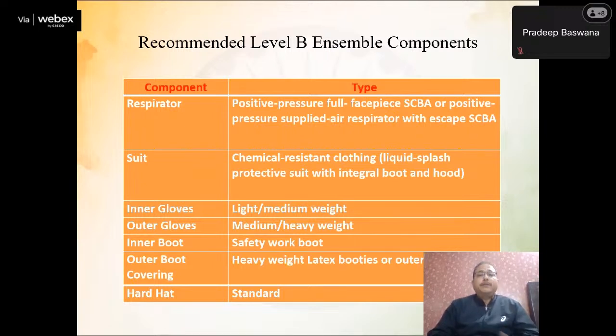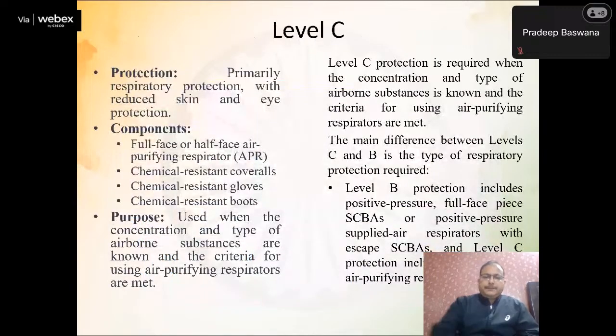But yes, depending on the cost part also, which we have discussed in the earlier slide, because we cannot purchase each and every number of level A, and the situation also does not always demand the utilization of level A in each and every situation. So level B can be used in between A and C.